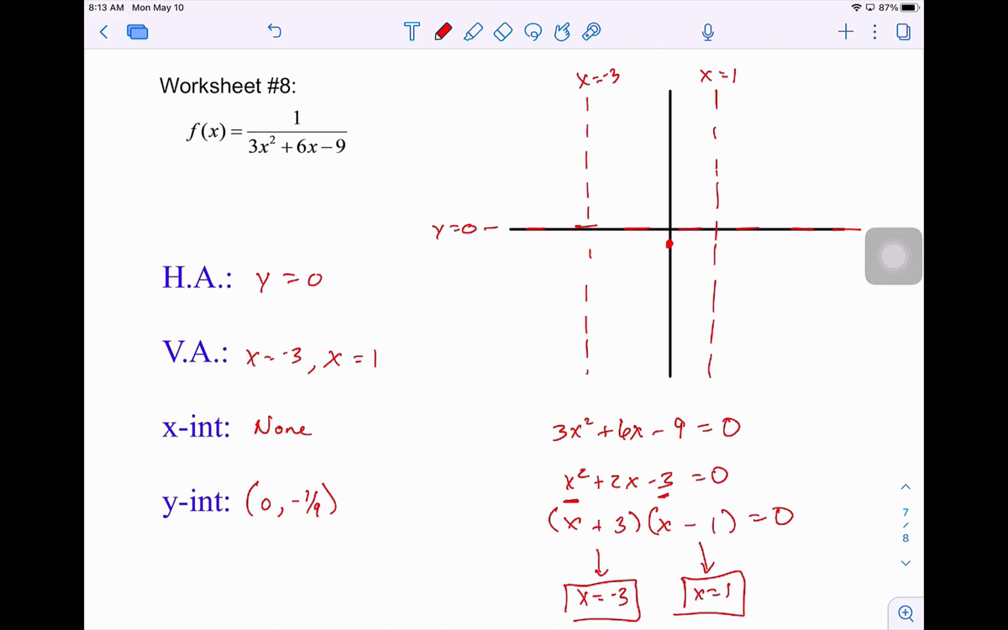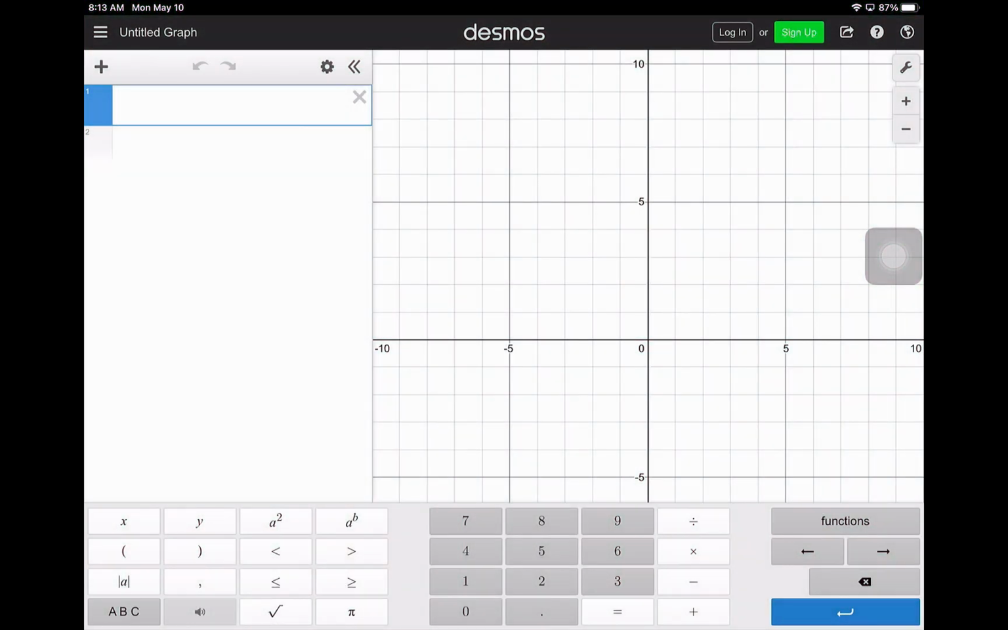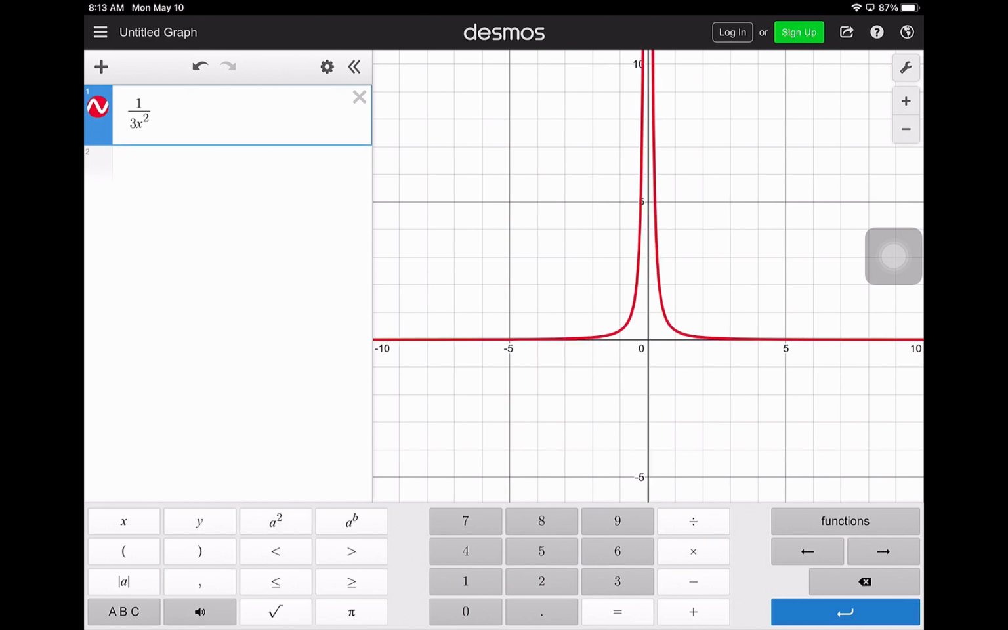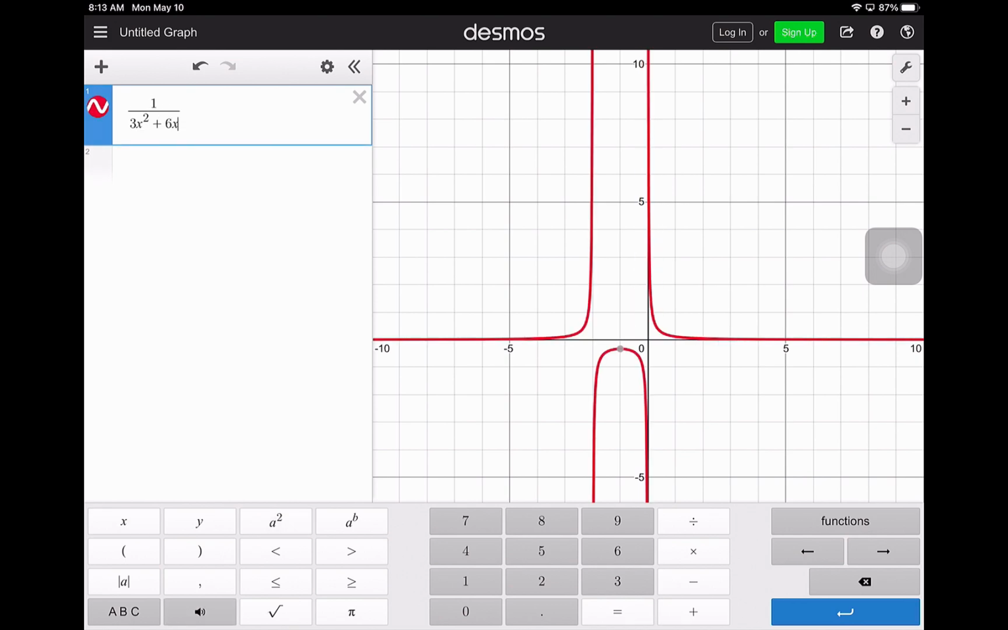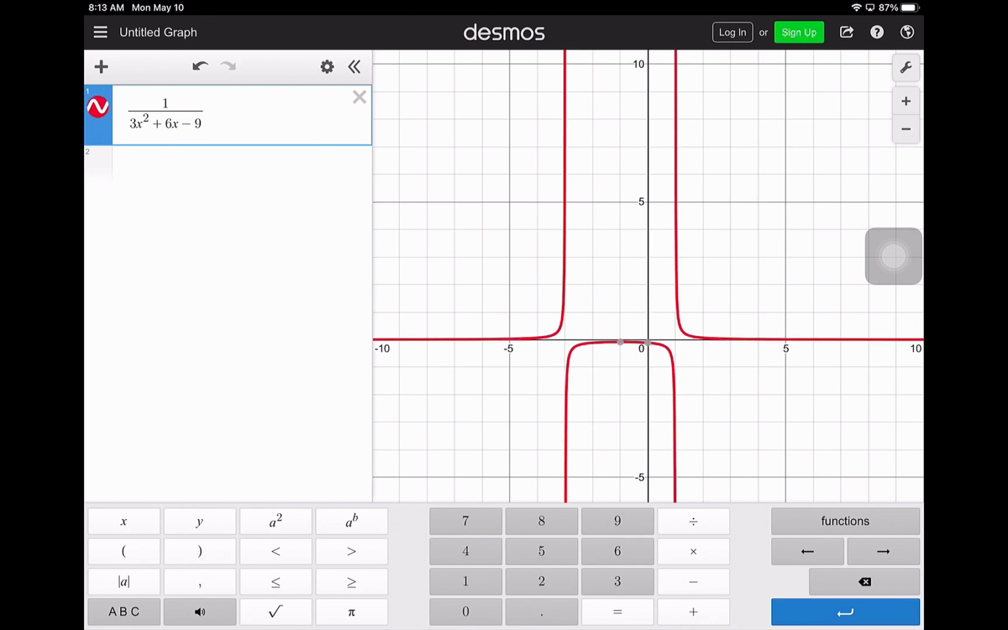And what I'm getting at is Desmos. You can always plug this in and take a look at the graph. So if we do 1 divided by 3x squared, what was it? It was plus 6x, right? And then minus 9. There's your graph right there. There's what it looks like.